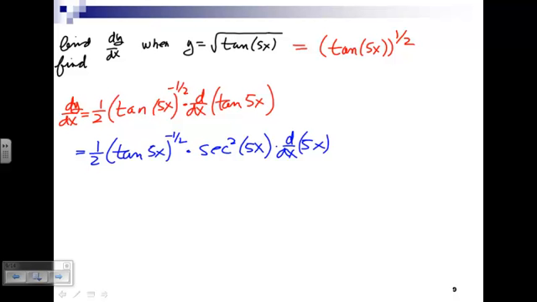If I'm going to use this other notation, every single step uses one more chain rule.